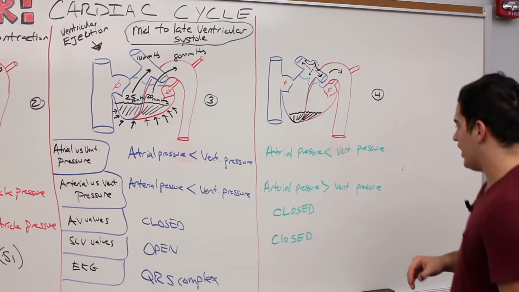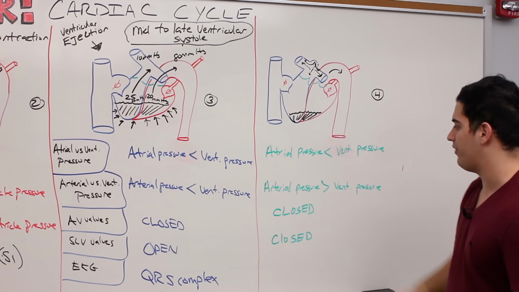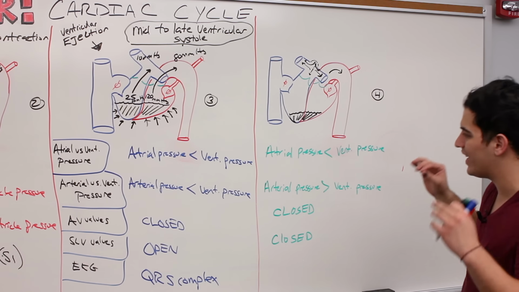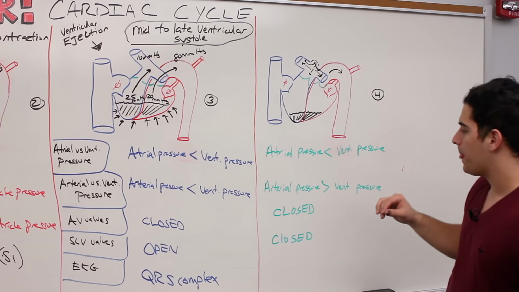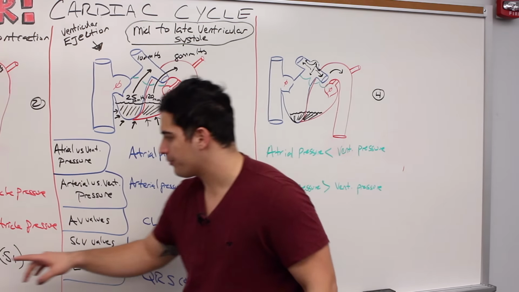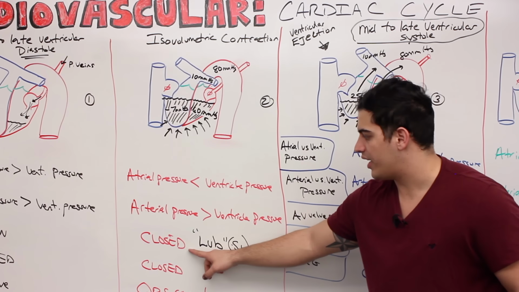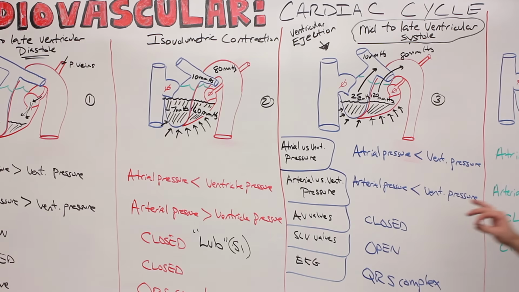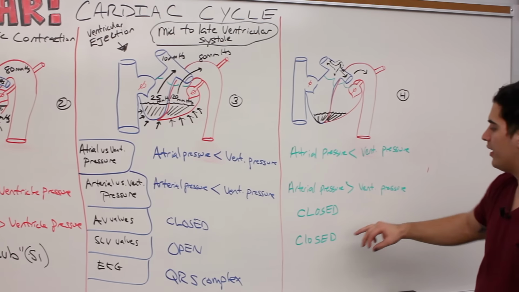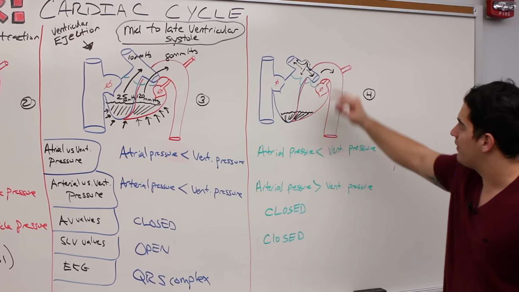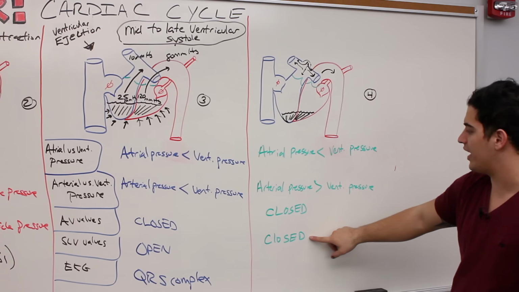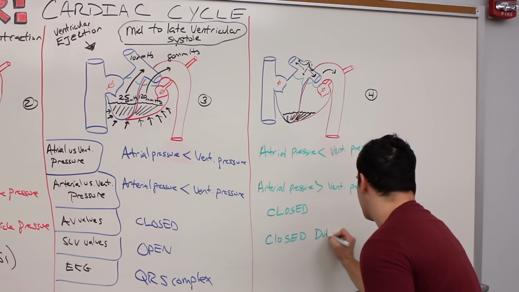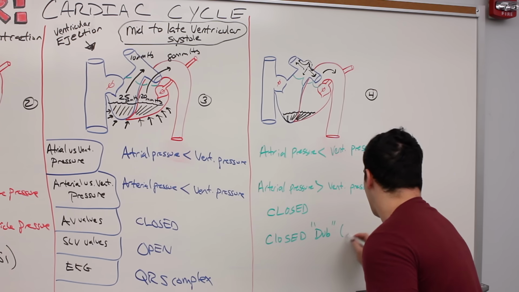Now, if you noticed, we're coming back to what we hit in the second phase. Both the valves are closed, and it's only a brief moment in which all 4 valves are closed again. If we come over here real quick, when the AV valves closed in the isovolumetric contraction phase, it produced a lub sound. Well, now, if we come back over here, look what happened. The semilunar valves snap shut, right? And when the semilunar valves snap shut, it's going to produce another sound. That is going to be the second heart sound, referred to as dub, right? And that is S2.